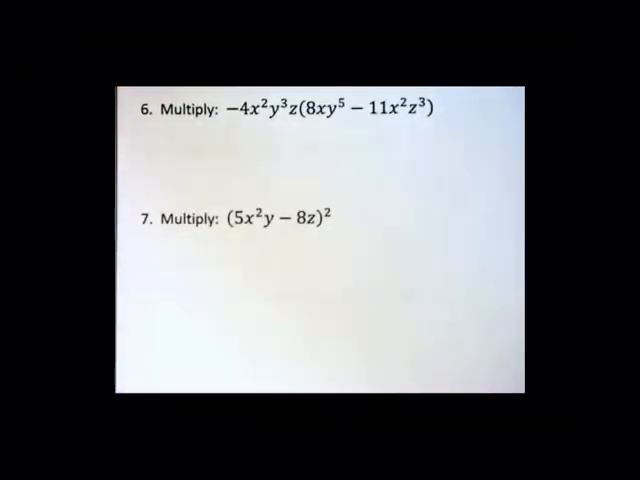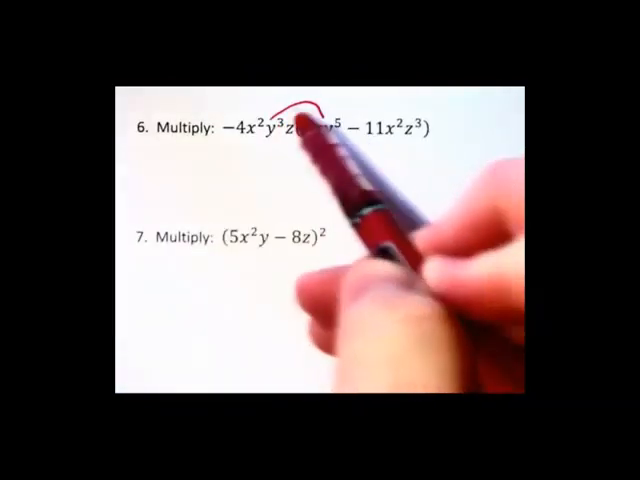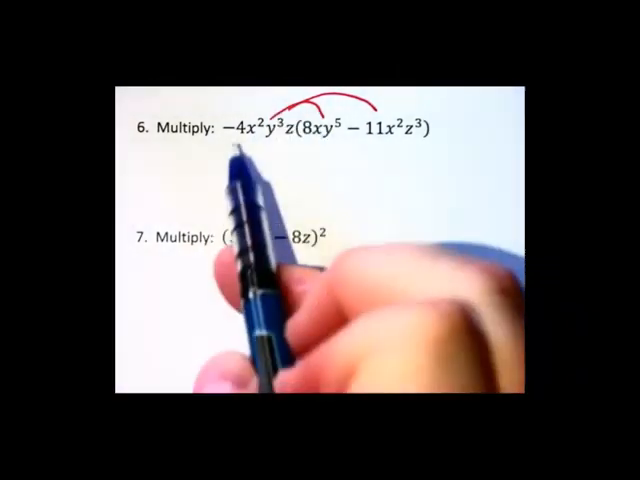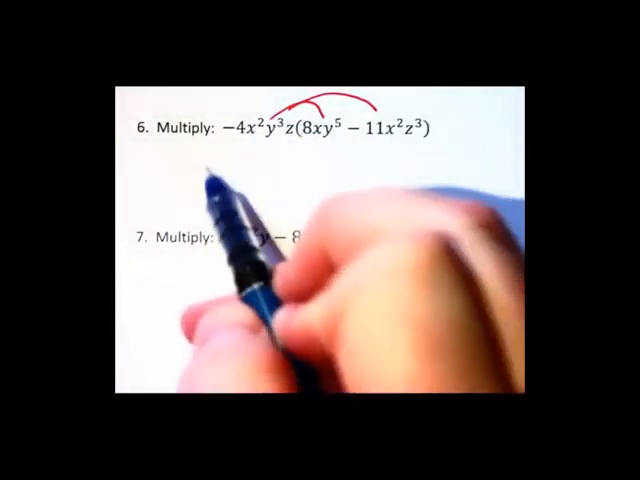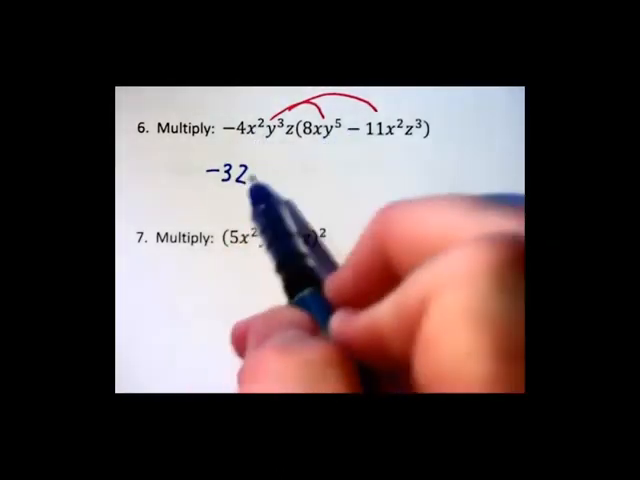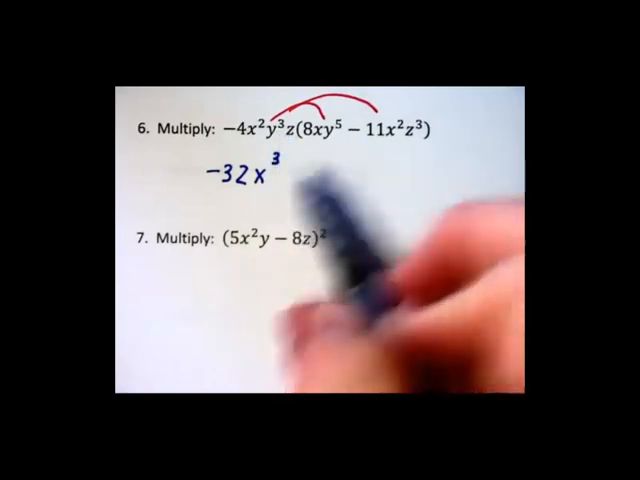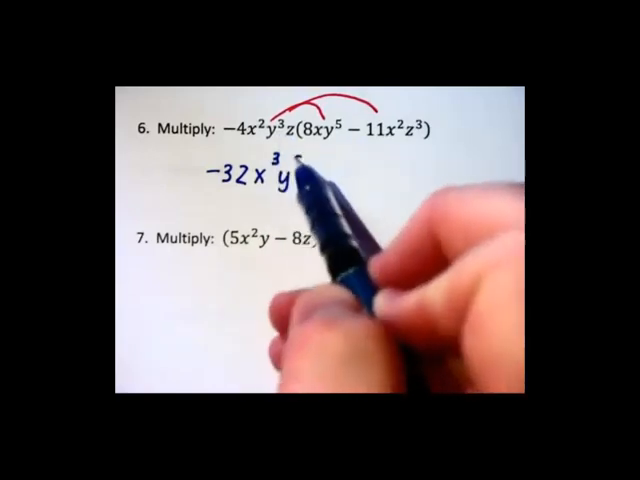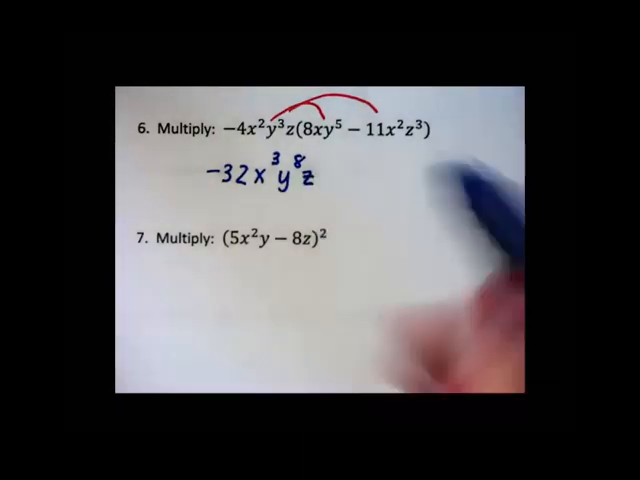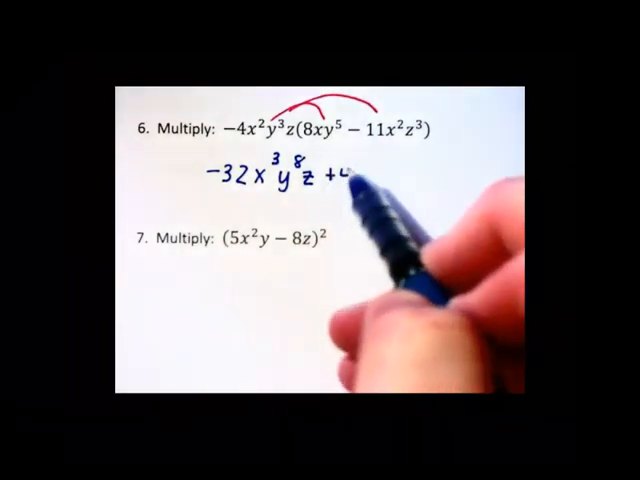Number 6. This is a distribution problem. Single term out front, 2 terms inside the parentheses. So negative 4 times 8 makes negative 32. Adding each exponent as we multiply gives us x to the third. Y to the third times y to the fifth gives us y to the eighth. Z times no more anything just leaves us the z there. Negative 4 times negative 11 makes positive 44.